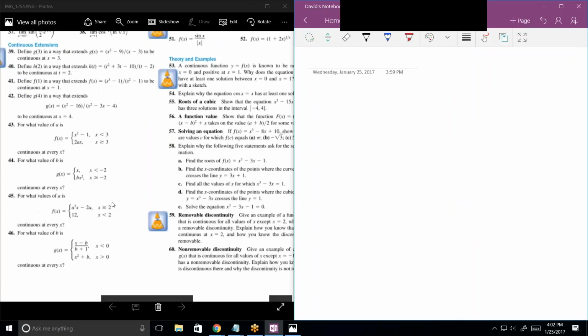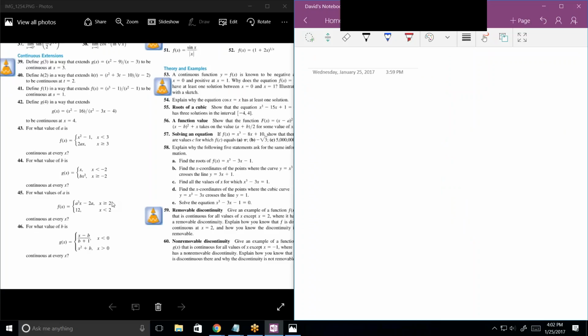All right, let me look at this. I didn't quite know what you meant by extensions. Ooh, I'm still not sure I know what you mean. Well, we can figure this out. So 43. x squared minus 1 is the function when x is less than 3, and it's 2ax when x is greater than or equal to 3, and they want to know where it's continuous, or what value of a makes it continuous, right? Yes.